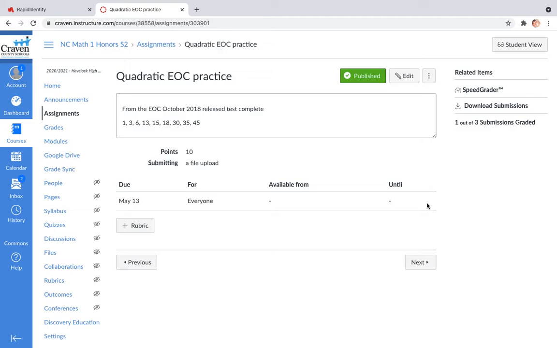Question 18, the distance is 23. Question 30, it is a multiple choice one, and you should have selected the 2 middle coordinates. Question 35 was D, and question 45 was C.